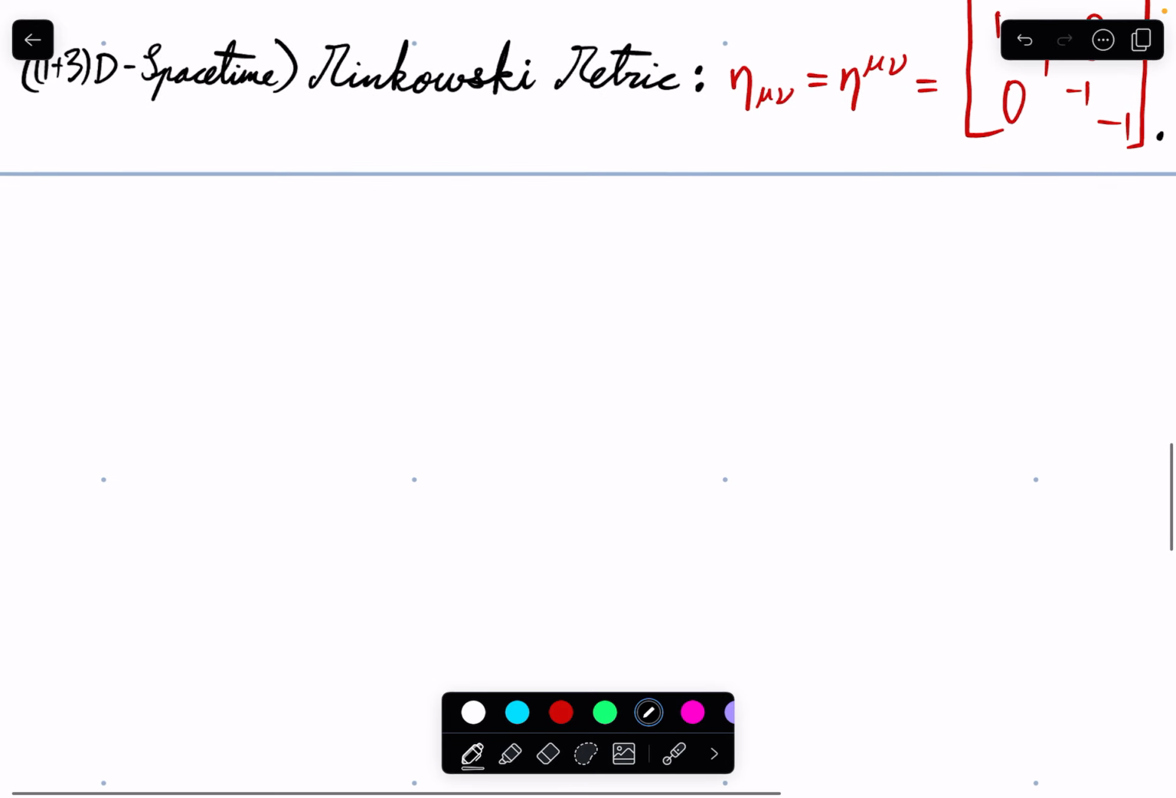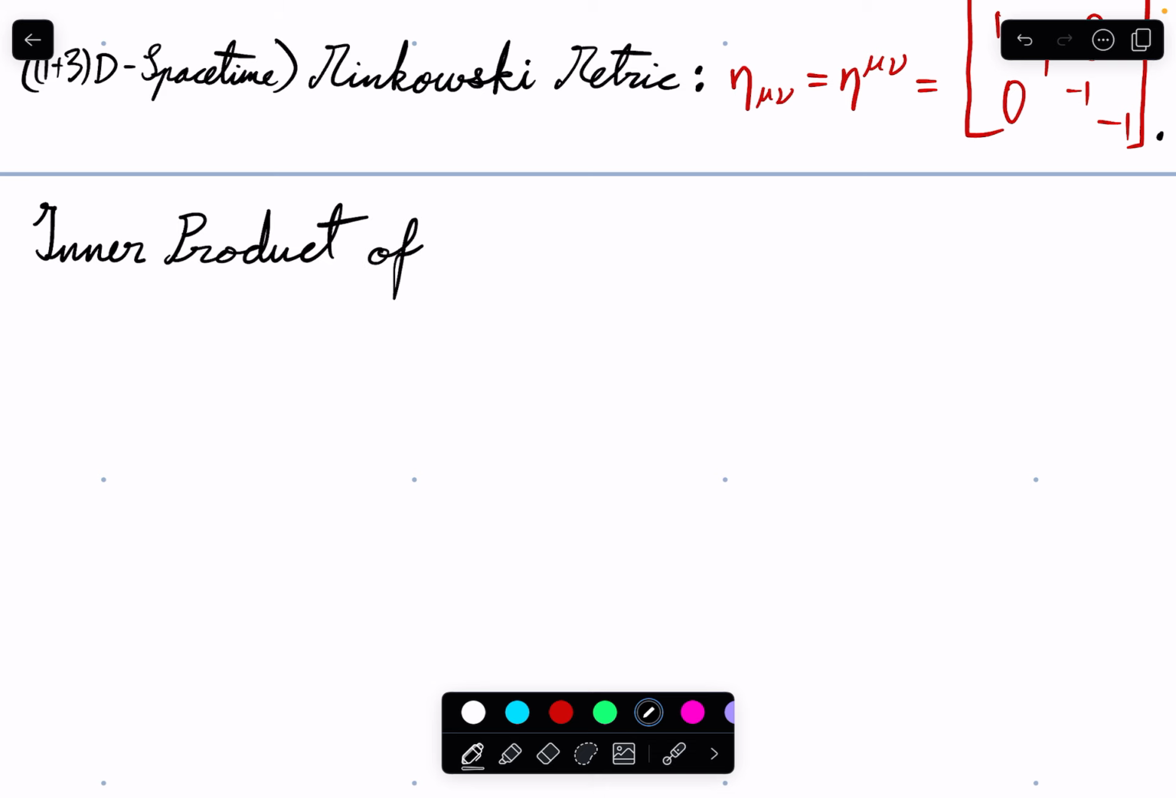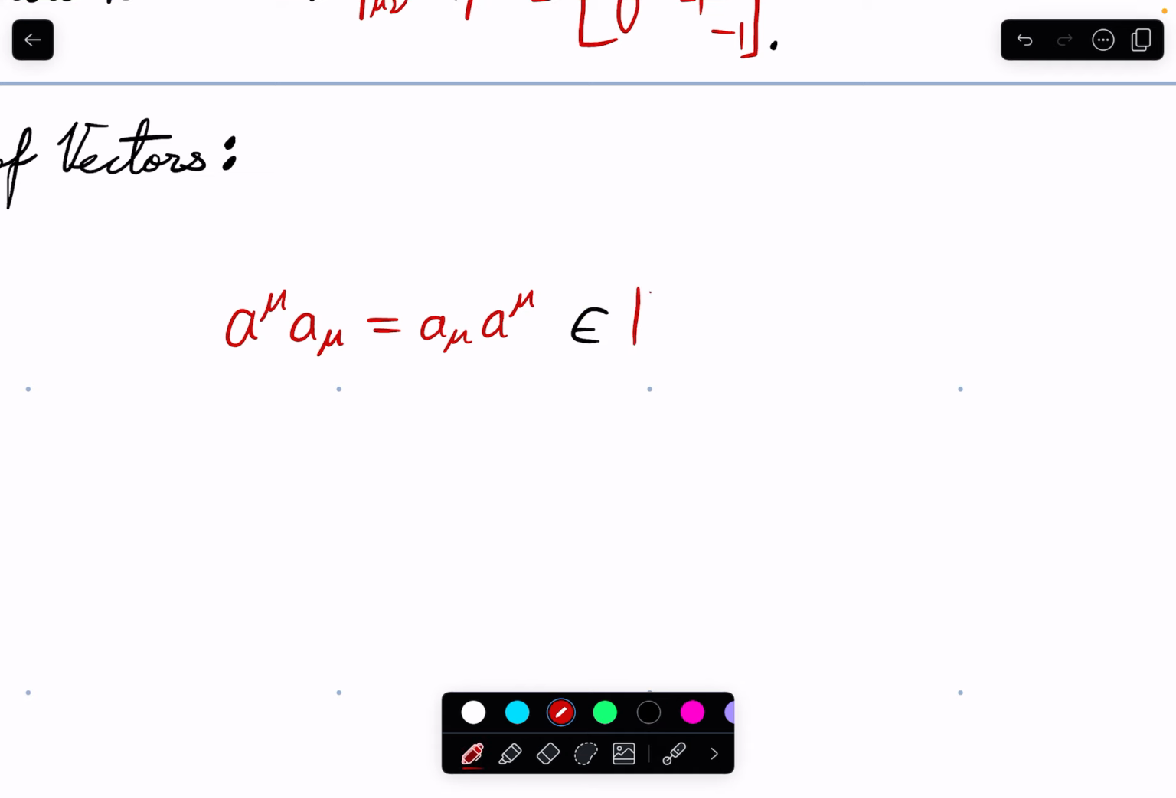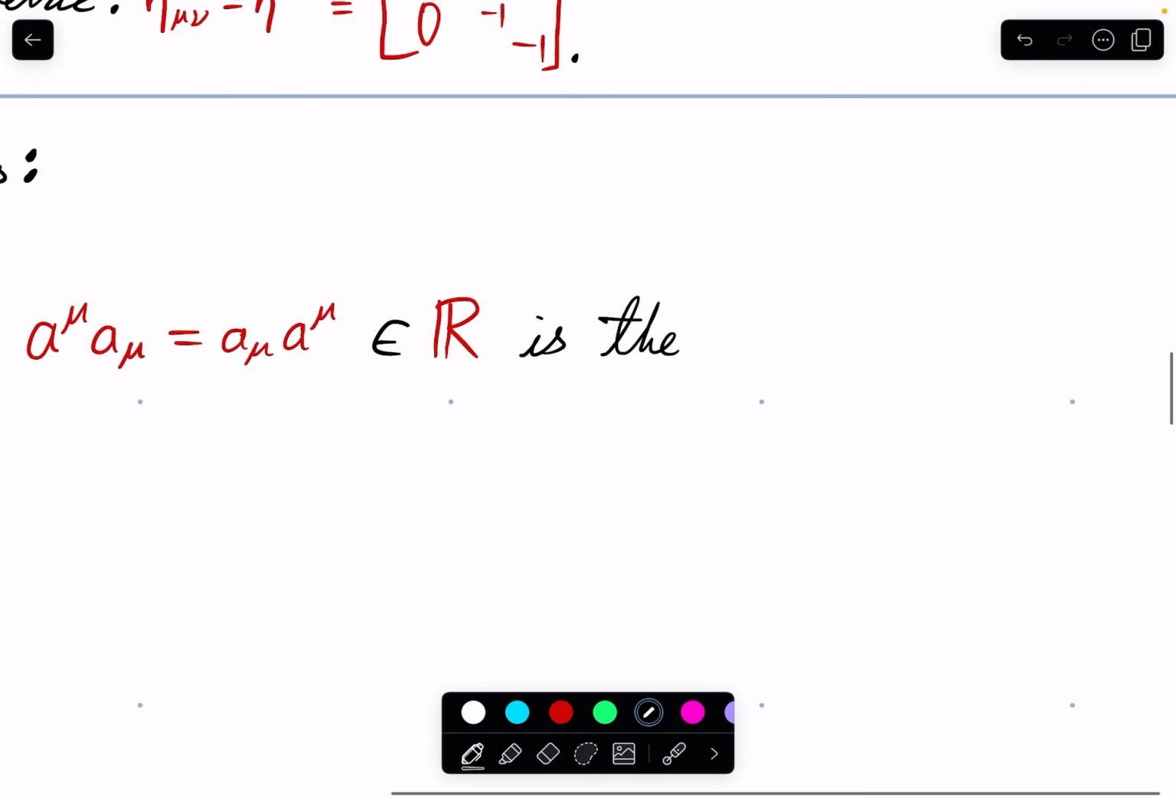So let's talk about the inner product of vectors real quick. It's pretty simple. You have A mu A mu, which is a scalar, a real scalar. And this is the inner product.